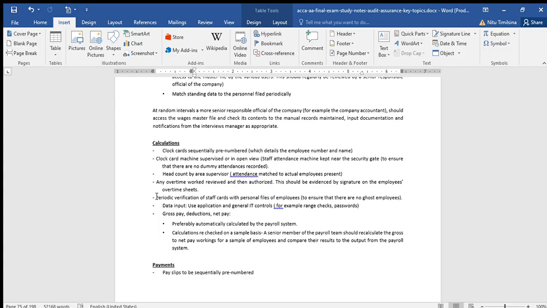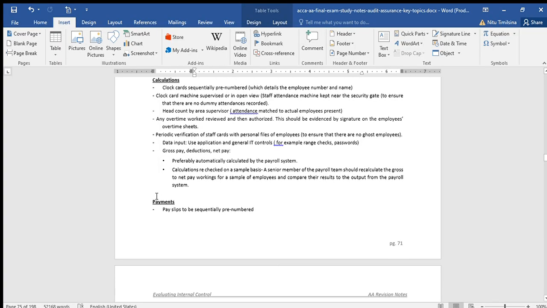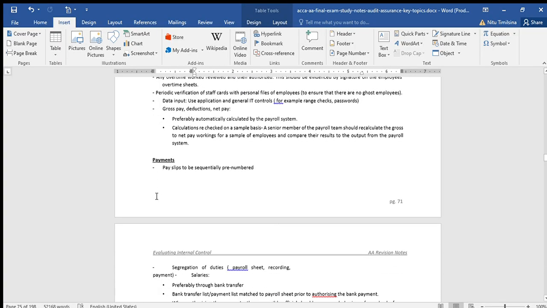Data input. Use application and general IT controls, for example range checks and passwords. Gross pay, deductions and net pay preferably automatically calculated by the payroll system. Calculations rechecked on a sample basis. A senior member of the payroll team should recalculate the gross to net pay workings for a sample of employees and compare their result to output from the payroll system.